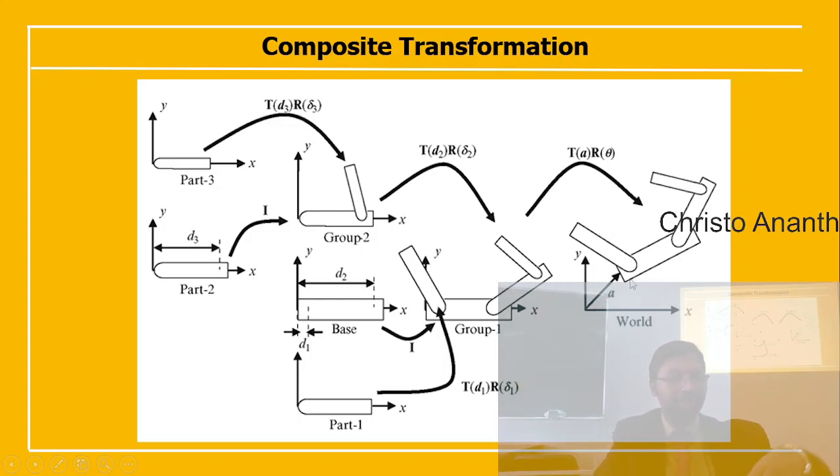So for example, this one we try to move, this one we try to move, and like this. Everything will be moving, everything is connected. So if you apply one thing, I cannot do it on one part alone. For every part it will be moving. So that is the composite transformation.